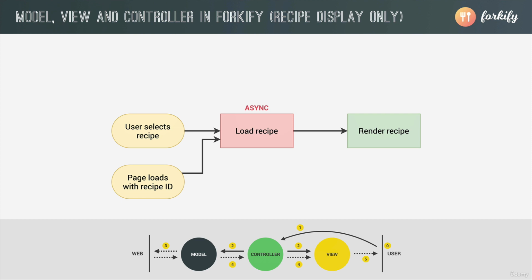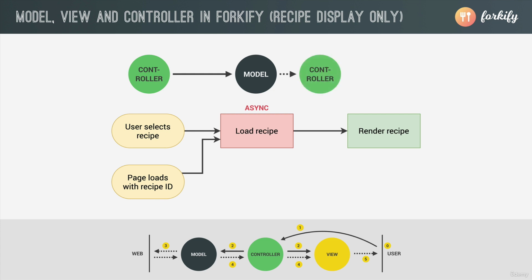So in this flowchart, handling these events is associated to the controller, right? Then loading the recipe happens in the model. So the controller basically calls some function that is in the model, and then the model asynchronously gets the recipe data from the API. And once that data has arrived, the controller asks for that data, receives it, sends it to the view, which will then ultimately render the recipe on the screen. And that's it. So that's what every step of the flowchart is associated to in the MVC architecture.